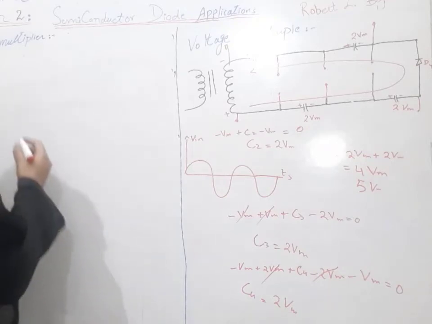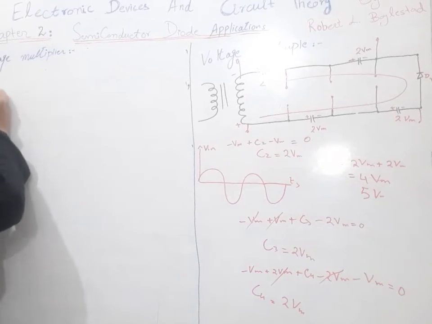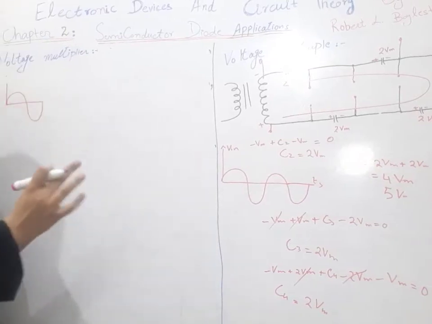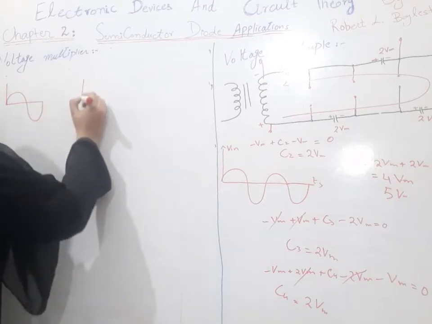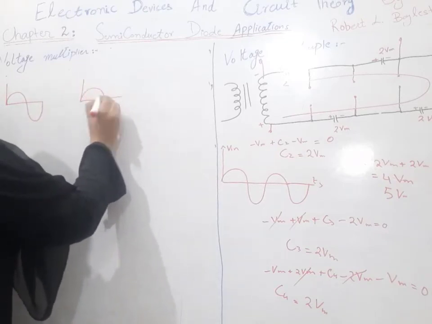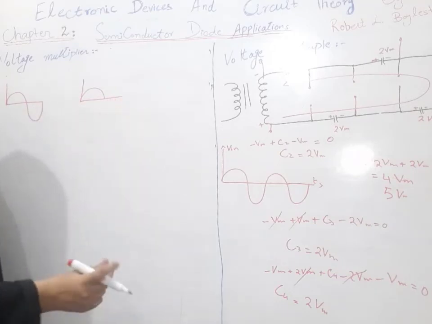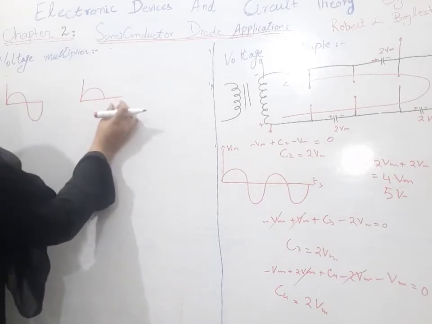So for the clippers, we have the input like this. The clipper will clip away a portion. So it has clipped away the negative portion, so it is called the negative clipper.